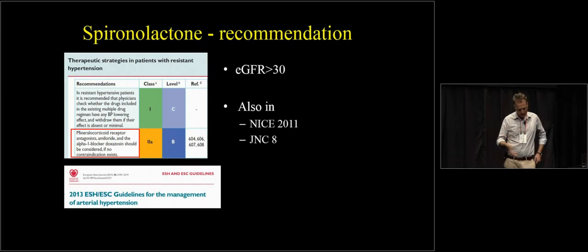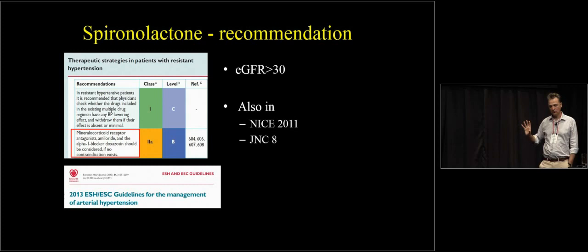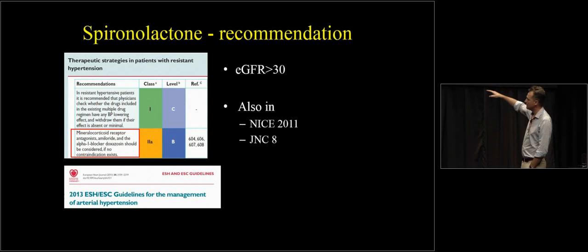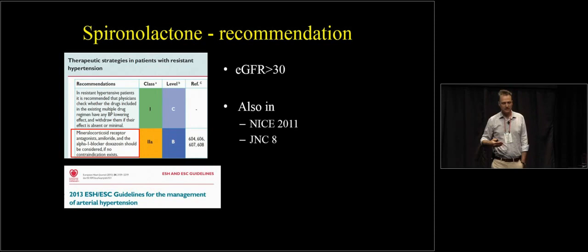And there's an understanding that if you treat these people, the resistant hypertension, with spironolactone, it will often, not always, but can produce beneficial blood pressure lowering. And so this theory has developed over the last 10 or so years, and actually has been incorporated into a number of international guidelines. So both the British ones, NICE, the American JNC, and the recent European hypertension guidelines say that when your backs are against the wall, mineralocorticoid receptor antagonists like spironolactone can be considered if there's no other contraindications.